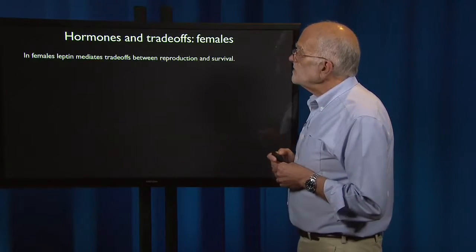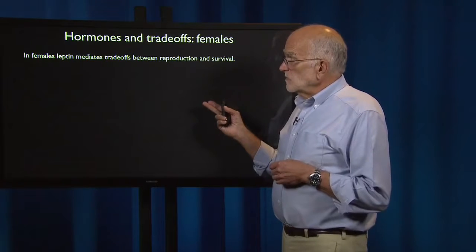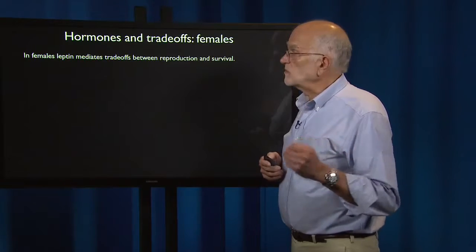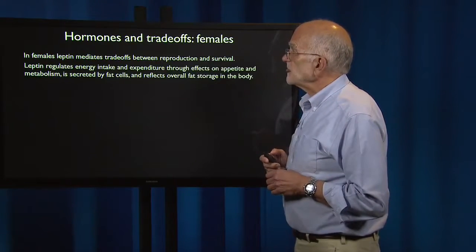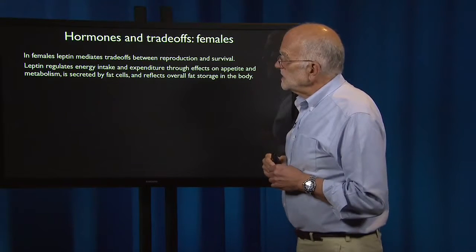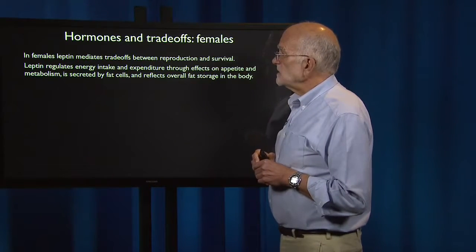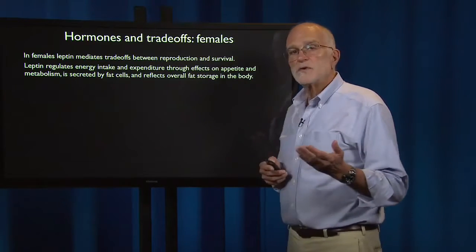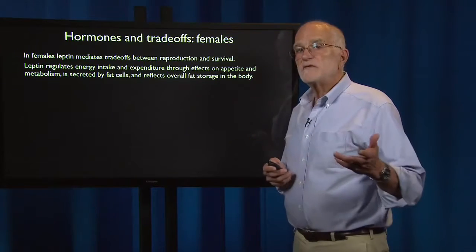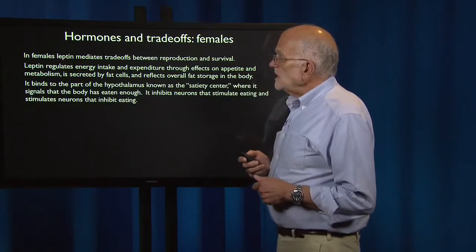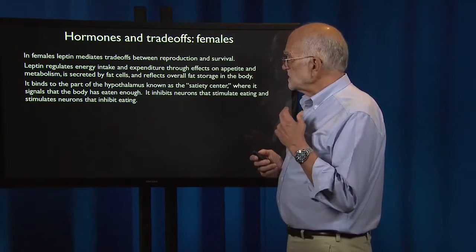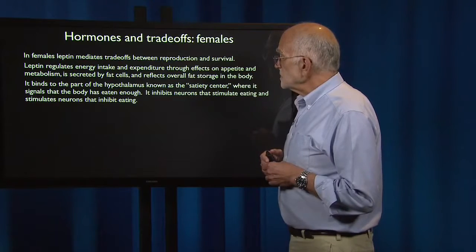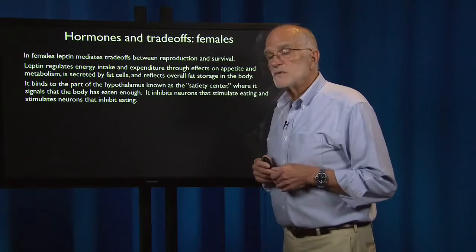On the other hand, in females, leptin is the hormone mediating trade-offs between reproduction and survival, or at least it's one of the important hormones that mediates that relationship. Leptin regulates energy intake and expenditure through effects on appetite and metabolism. It's secreted by fat cells, and it reflects overall fat storage in the body. It's a signal of body fat content. It binds to that part of the hypothalamus that's known as the satiety center, where it signals that the body has eaten enough. It inhibits neurons that stimulate eating, and it stimulates neurons that inhibit eating.